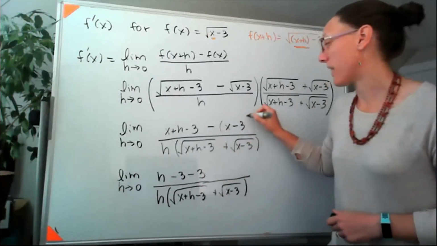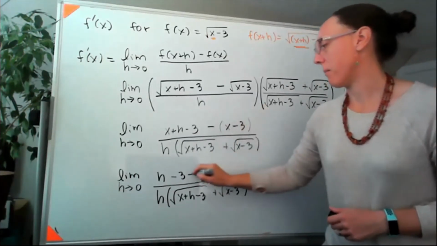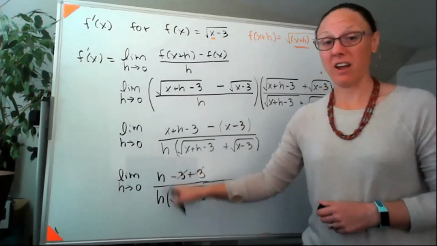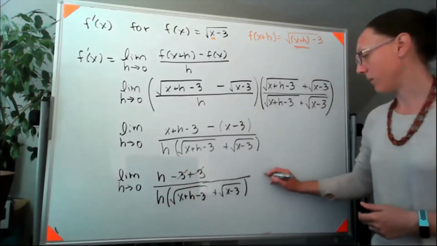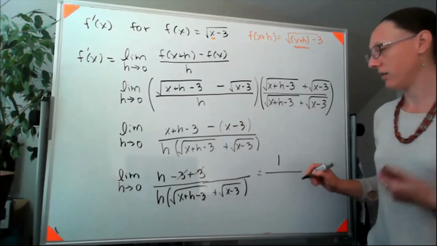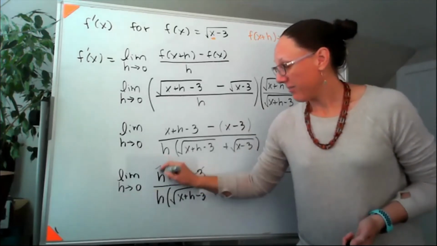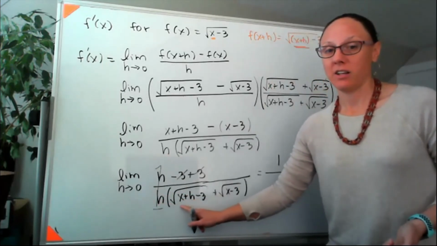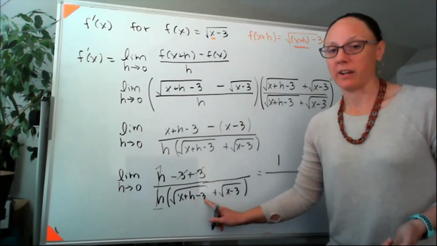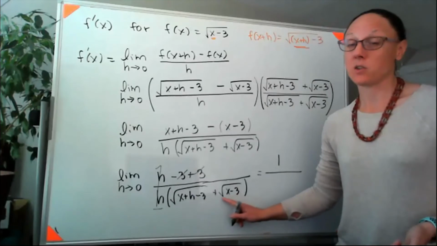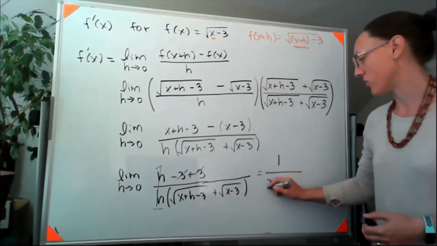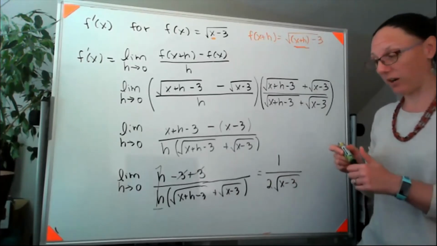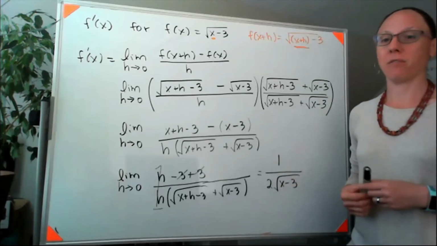And if I come back in and put those parentheses in place, now when I distribute out that minus sign, they will cancel out. And then I'll have h over h, which is going to leave me with a 1 over... And I'm ready to plug in the 0 for h. So if I plug in the 0 for h here, x plus 0 minus 3, and then another square root of x minus 3. So altogether, I've got 2 of those square roots of x minus 3. And this is what we read as the derivative, or f prime of x.